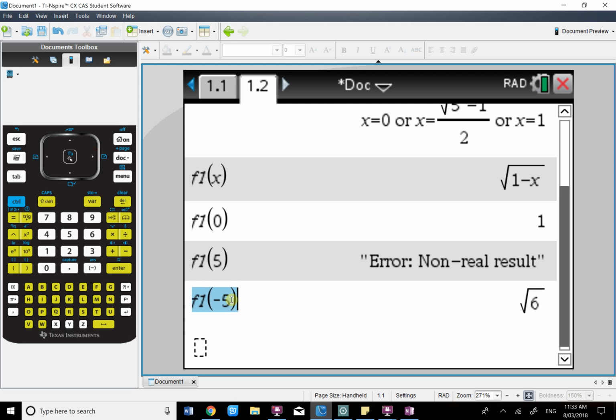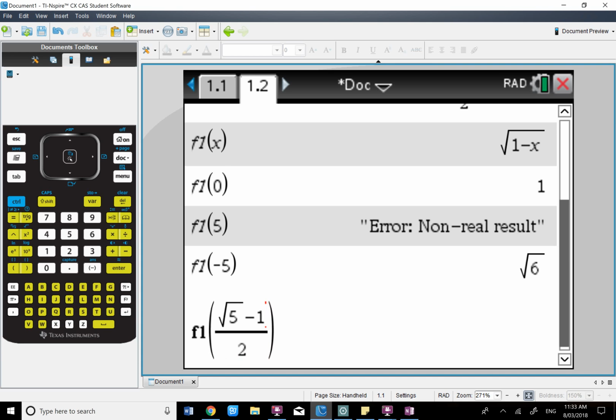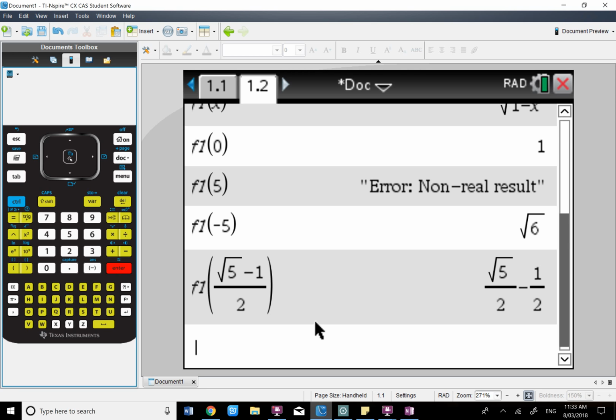I'll put F1 x. Okay, F1 something. I want to see the y value. So I'll press Control V to paste the x value in to see what the value is on that function. That gives me the same thing, root 5 minus 1 over 2. So x and y are the same value, so that's on the line y equals x. Okay, so that's just some skills in the calculator.